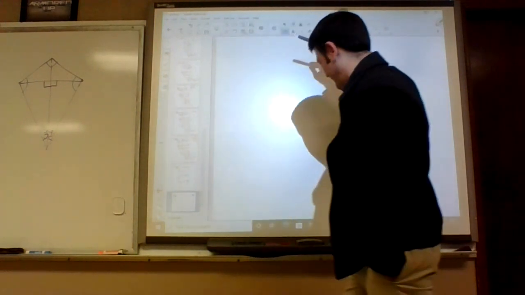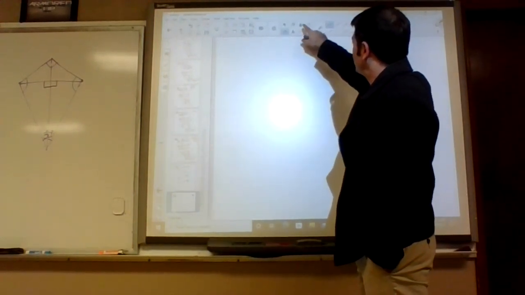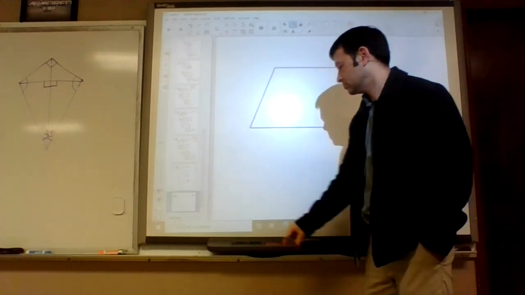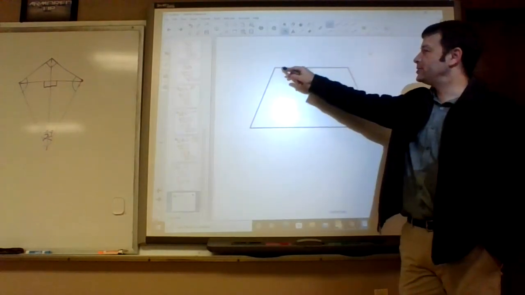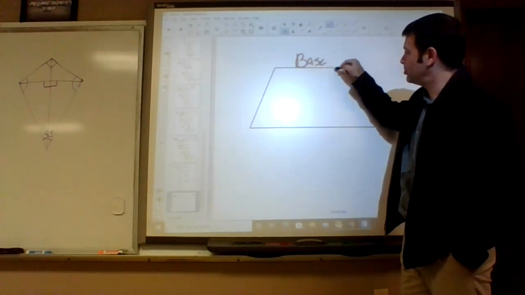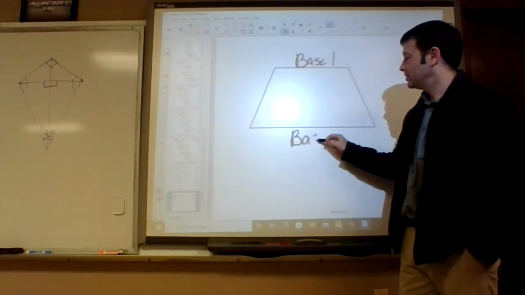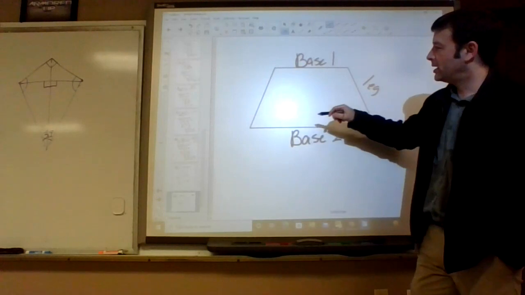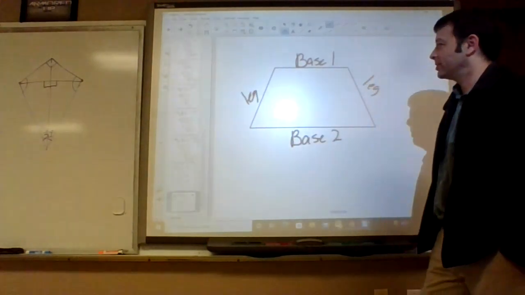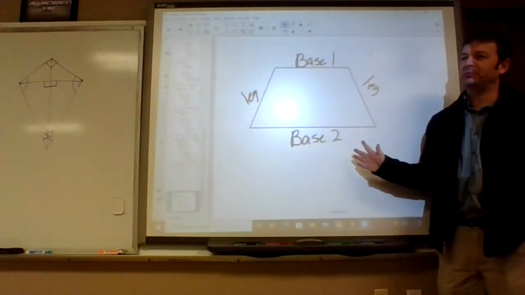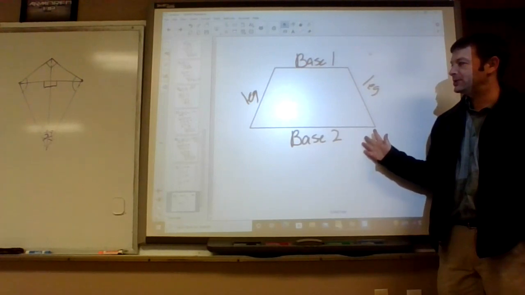Okay, today we're starting with trapezoids. Let me see if I can find the trapezoid. There it is. You guys remember what this side of a trapezoid is called? Base. So I'll call this base one, and this one base two. You guys remember what these sides are called? Legs. Legs really aren't as important on this lesson, but this is the hardest formula probably to remember with polygon areas, because it's a little bit bigger.